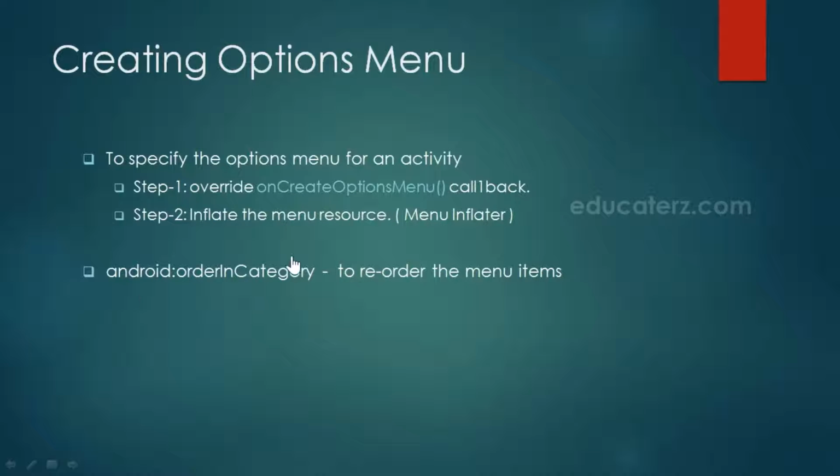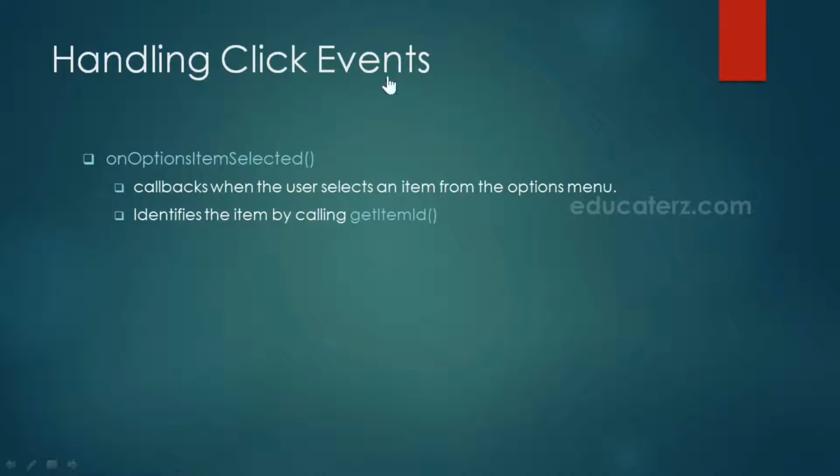Even in an options menu we can have order and category attributes for each and every item in the XML resource, where you can reorder your menu items, pushing them up and down. It depends upon the order you specify; that is how they will be visible. To handle click events in our options menu, we use onOptionsItemSelected. If you click something, the onOptionsItemSelected method is called, and it identifies the item you clicked through the getItemId method.